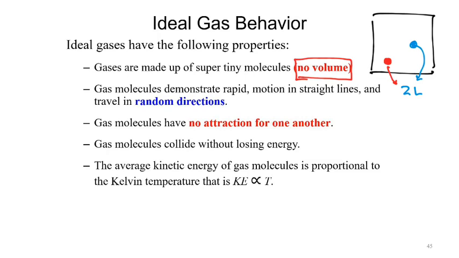Next one, pretty straightforward. We're just going to assume that our gas molecules move in straight lines and they're traveling in random directions. So they don't change directions unless they impact something to cause them to move. Really, this would be a corollary or a subset of the next rule that I've got on this list, and that's that they have no attraction for one another. So when we're talking about random or straight lines, they don't turn or have spin associated with them or get attracted one direction or another. They're moving in a straight line.